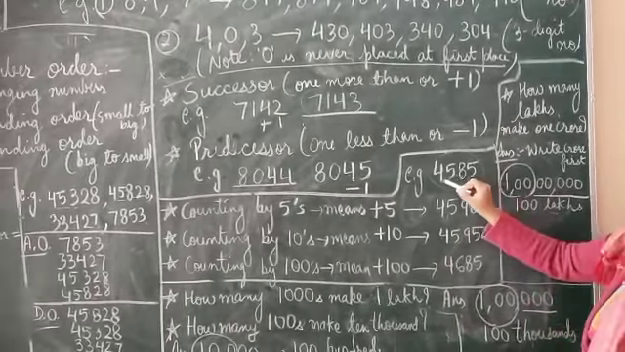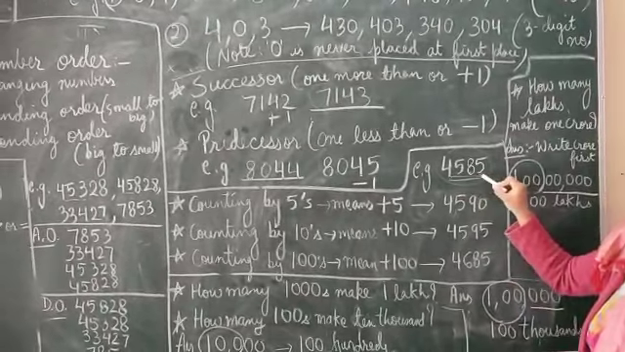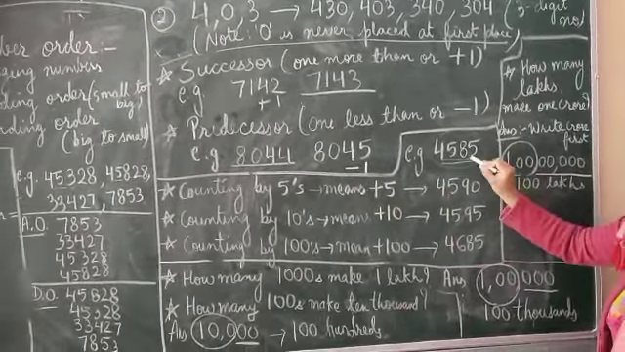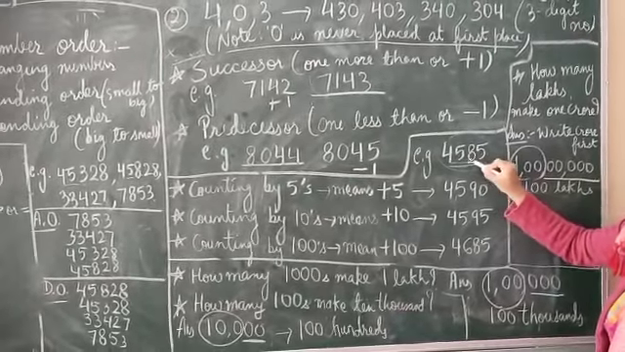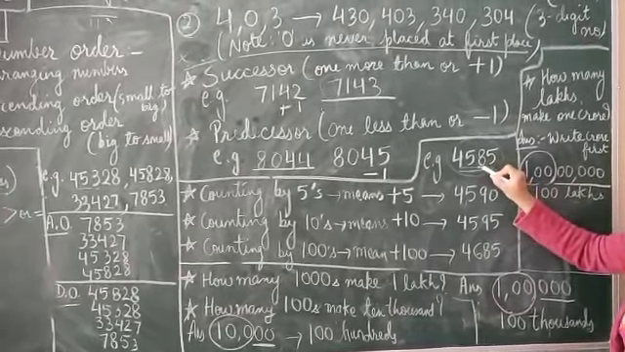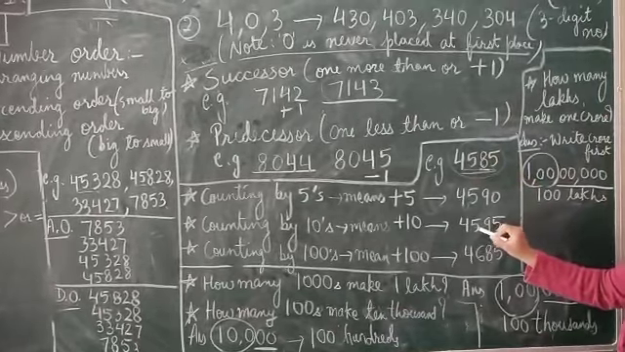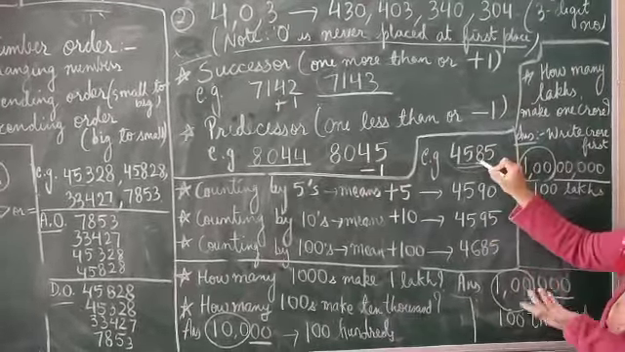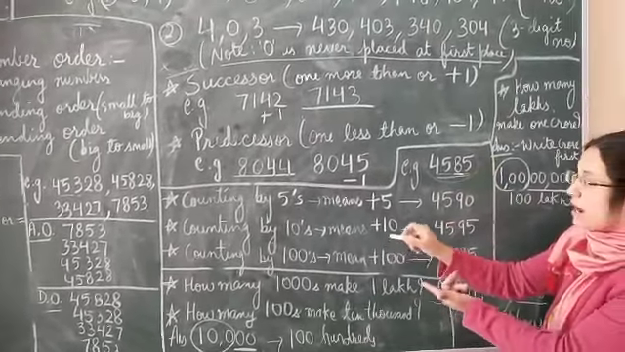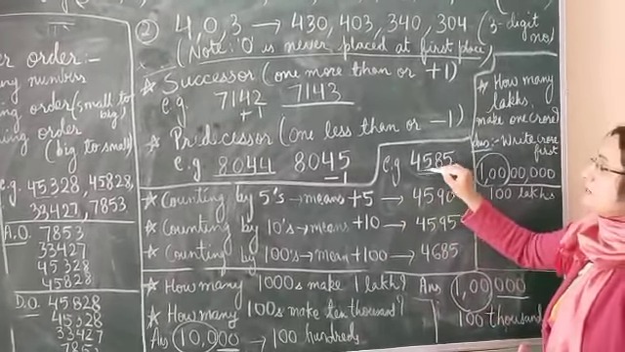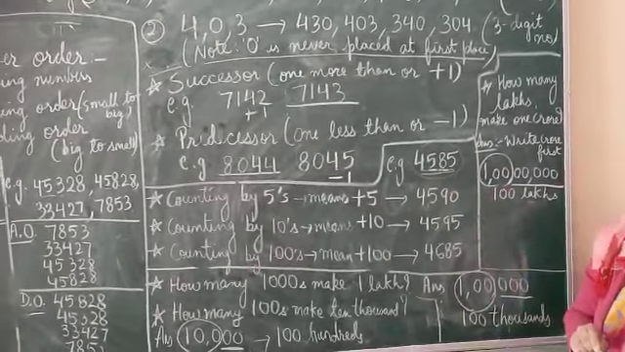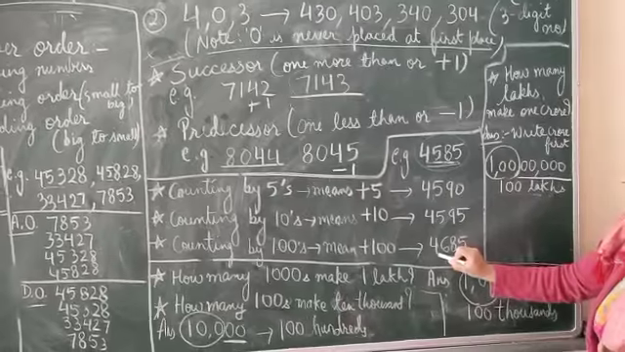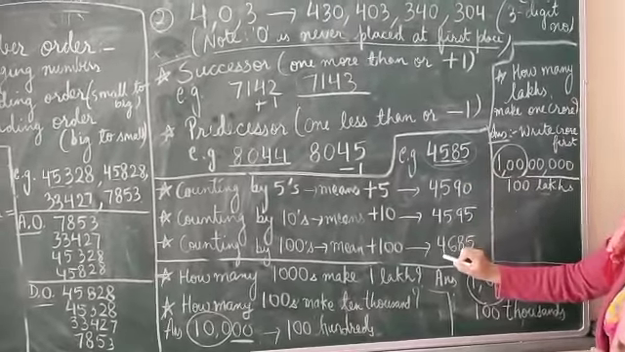So you will get here 4590. If it's the same number I am giving you and asking you to count by tens, then the tens place will get changed here and it will become 4595. And if the same number I am giving you and asking you to count by 100, that means the hundreds place will change here. There will be a shift in the hundreds place. So here I add 100, and I will get 4685.